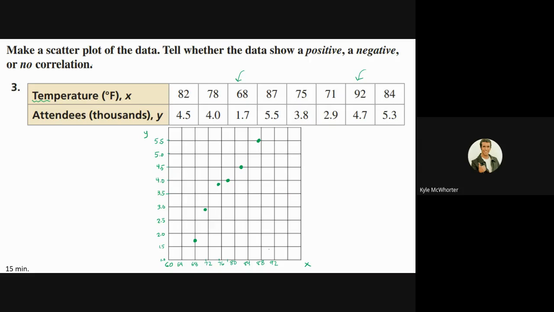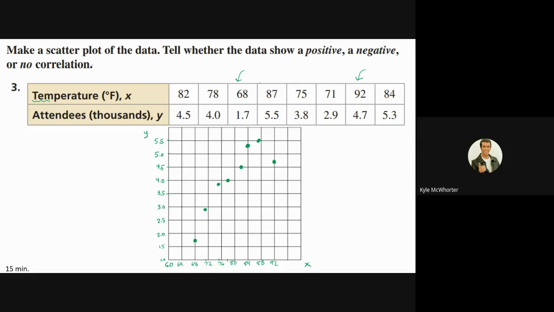92 and 4.7. So here's 92, and 4.7 would be about here. And then 84, 5.3. So 84 is here, and 5.3 would be about there. So there's our scatter plot.